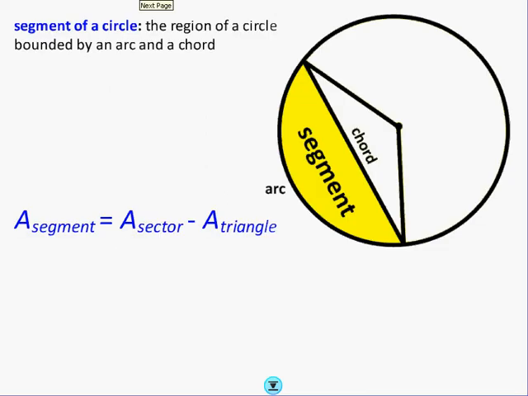Finally, the segment of a circle. You can see here in this picture that it is simply a sector without this triangle here. So to find the area, we're going to find the area of the sector and subtract the area of the triangle.